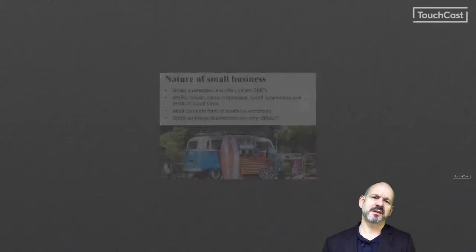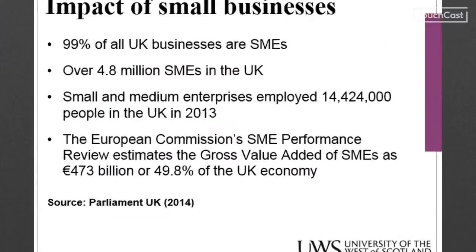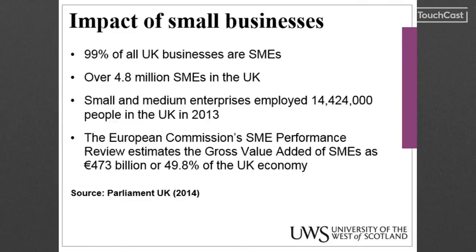So if we look at the characteristics of a small business, we find that generally small firms usually have only one or two owners, and most of the financing is provided by the owner themselves, particularly in the startup phase. Small businesses have a limited market share and often have a limited lifespan. They are sometimes run on a part-time basis and have a limited product or service offering with low levels of net profit, and those businesses are also often home-based. Small businesses are often also geographically limited and only trade within their immediate local area, and they're also often a family-run business.